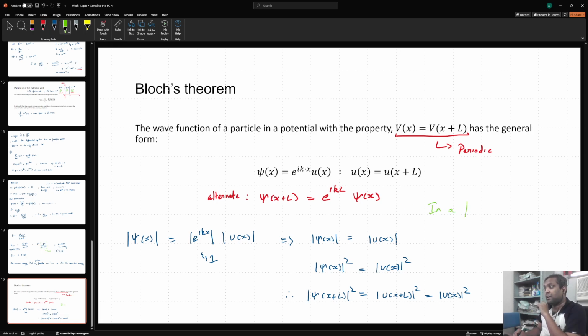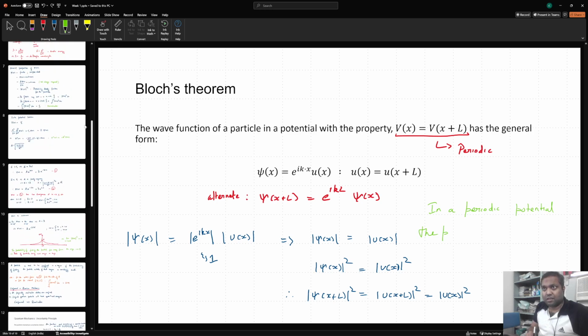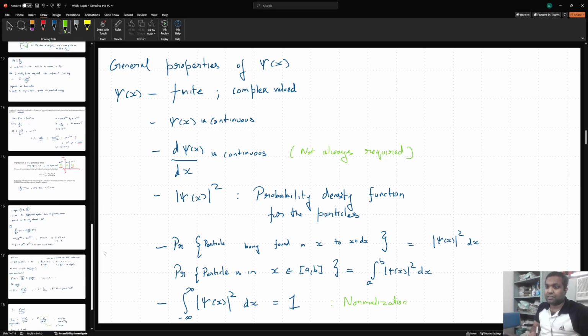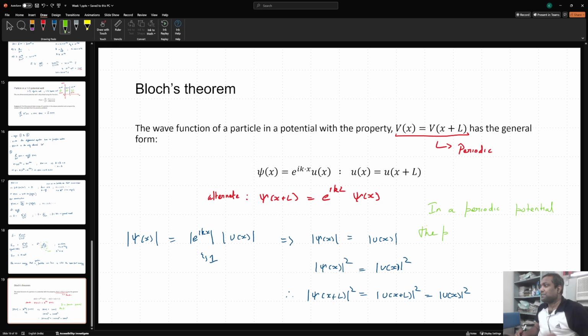In a periodic potential, the probability distribution function or density function. Wait, did I write it as distribution function before? Oh no, I wrote it as density function. Yes, I wrote it as probability density function. So the probability density function is also periodic.